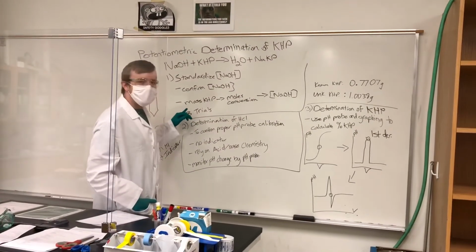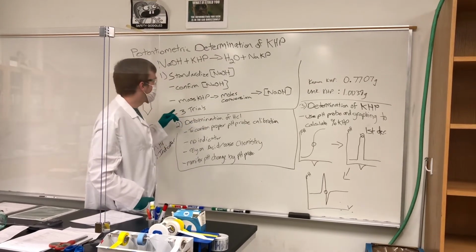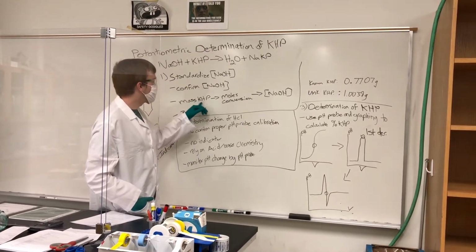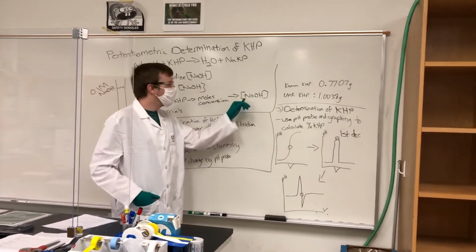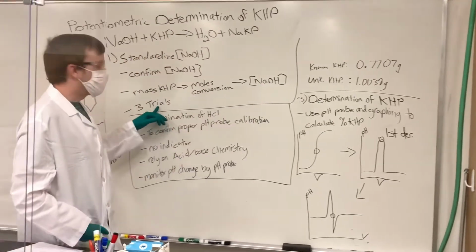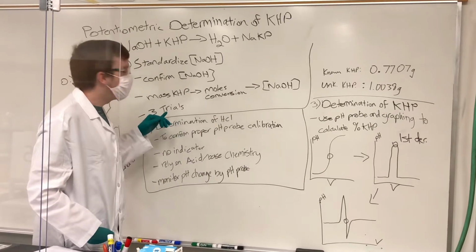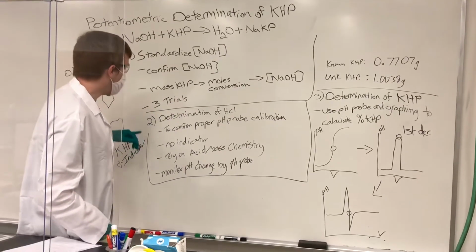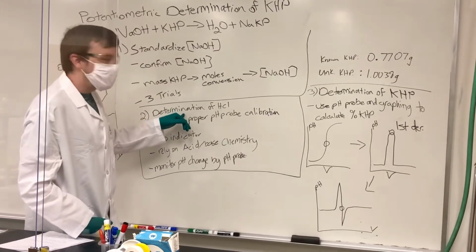From there, we'll follow the same equation that has been shown to you in the semester, where we're just taking our mass of KHP, converting that into moles, and then ultimately calculating the molarity of the sodium hydroxide. You're going to complete 3 trials of that and then calculate the average and percent relative standard deviation for those.